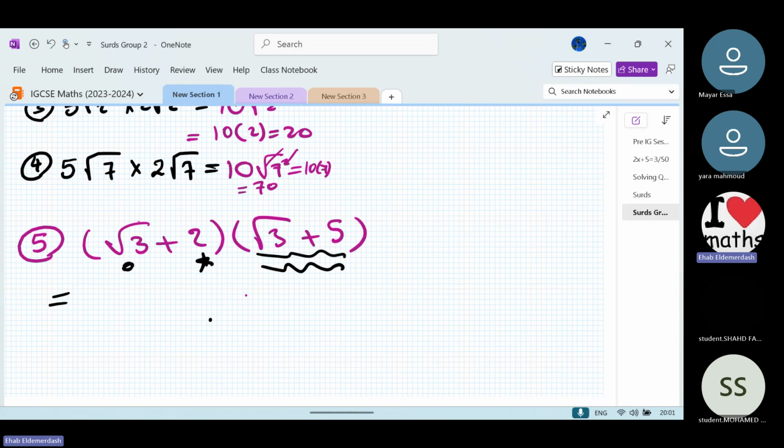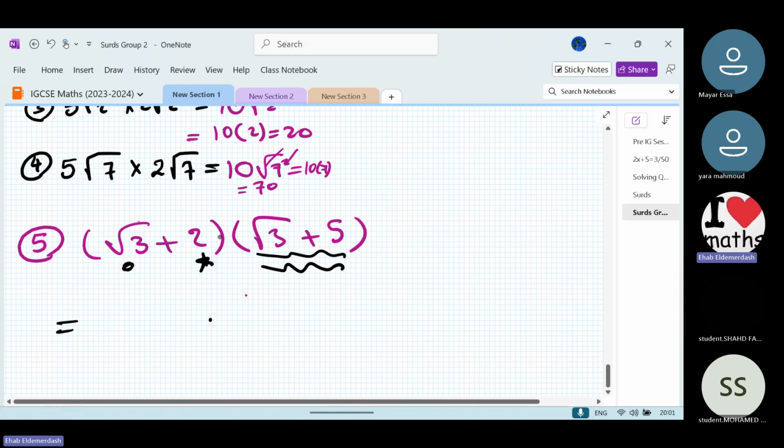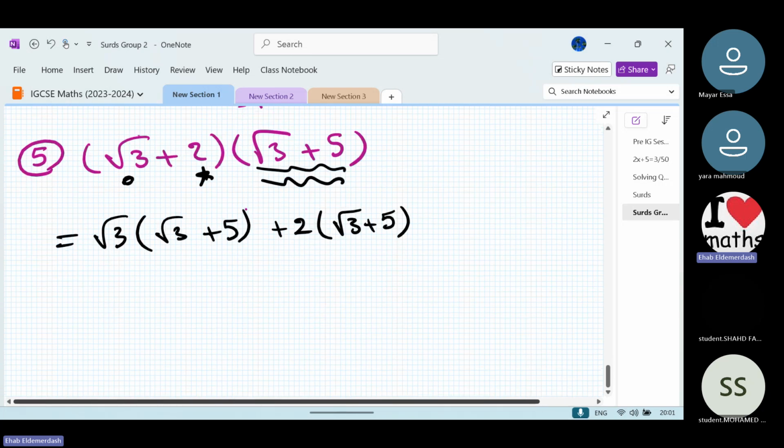So I will make the multiplication twice. First, I will take root 3 into the bracket, which is root 3 plus 5, and after that plus 2 into root 3 plus 5. It's like we are expanding by distribution: root 3 with the bracket, then 2 with the bracket. Let's go step by step.